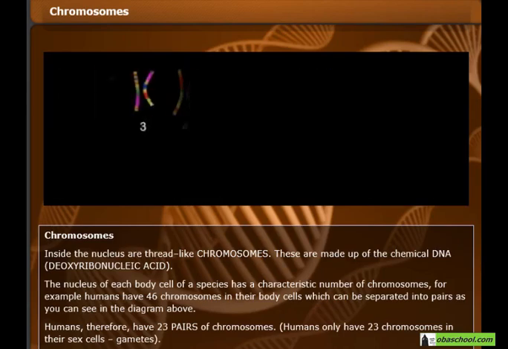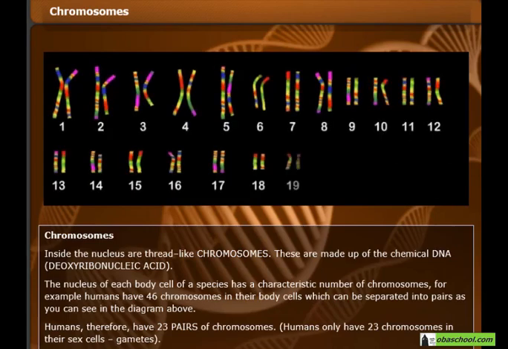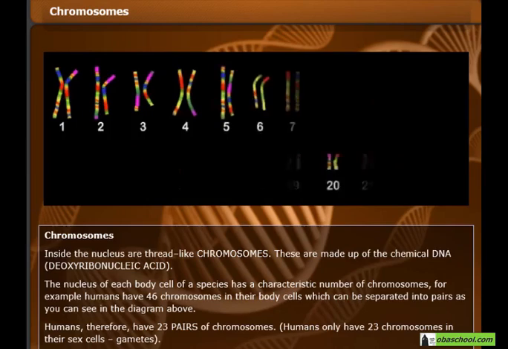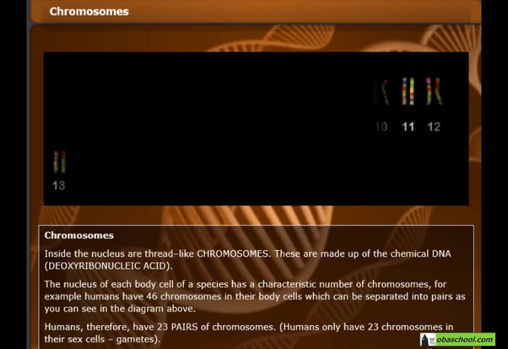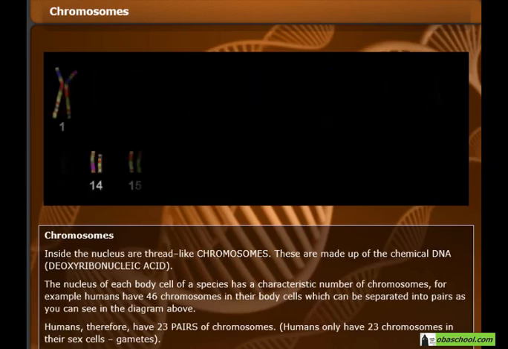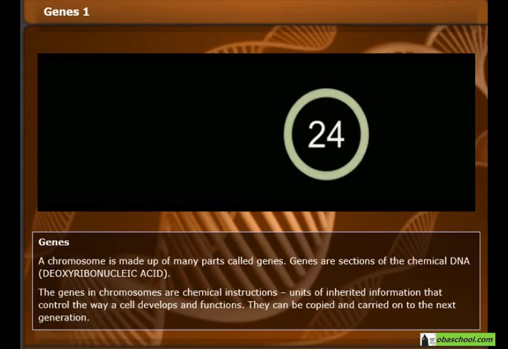For example, humans have 46 chromosomes in their body cells, which can be separated into pairs, as you can see in the diagram above. Humans therefore have 23 pairs of chromosomes. Humans only have 23 chromosomes in their sex cells, gametes. Genes. A chromosome is made up of many parts called genes.